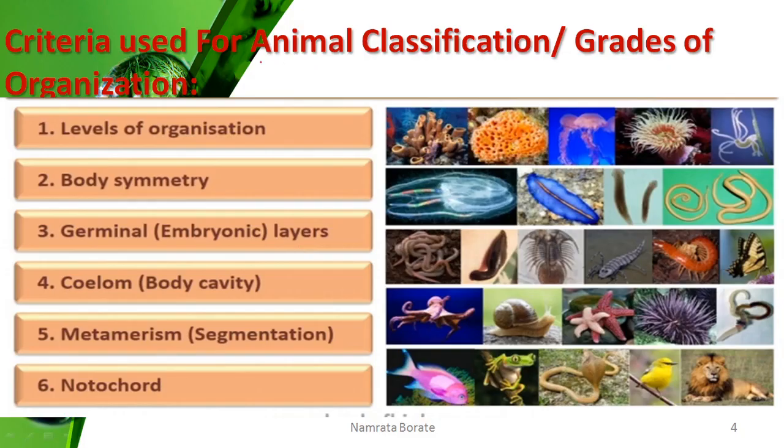The criteria used for animal classification or the grades of organization, the first criteria, it's a level of organization. Second one, it's a body symmetry. Third one, it's a germinal layer, that also says as the embryonic layer. Next one is the coelom, that's a body cavity, and the metamerism, it's a fifth phenomena, that also says as the segmentation. And the last sixth one is the notochord.